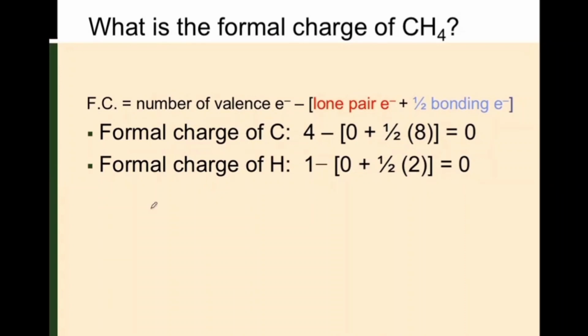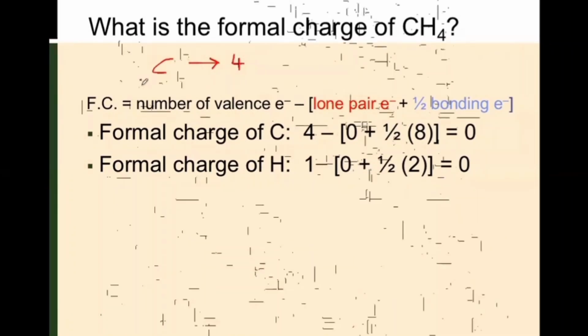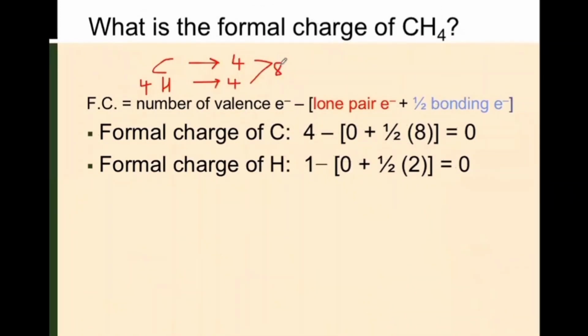So if I draw out the Lewis structure of methane, it's CH4. Carbon is group 4A, so it's 4 electrons. We have 4 hydrogens, so that's 4 electrons as well. That gives us 8 total electrons. So we can then form our skeleton: carbon in the middle, hydrogen on top, on the right-hand side, on the bottom, and on the left-hand side. So this is a Lewis structure.